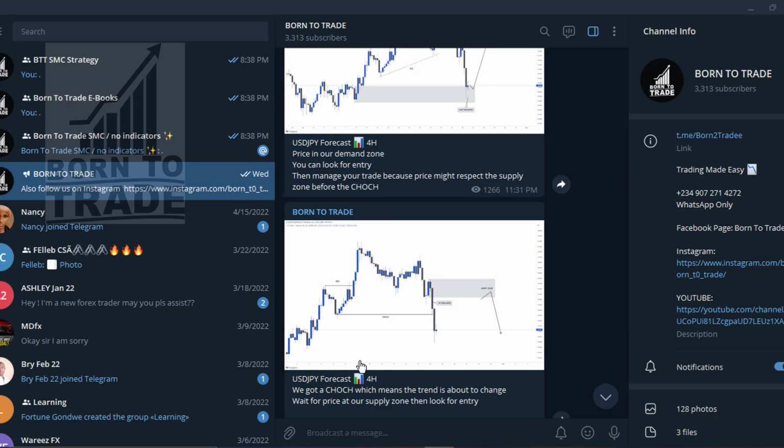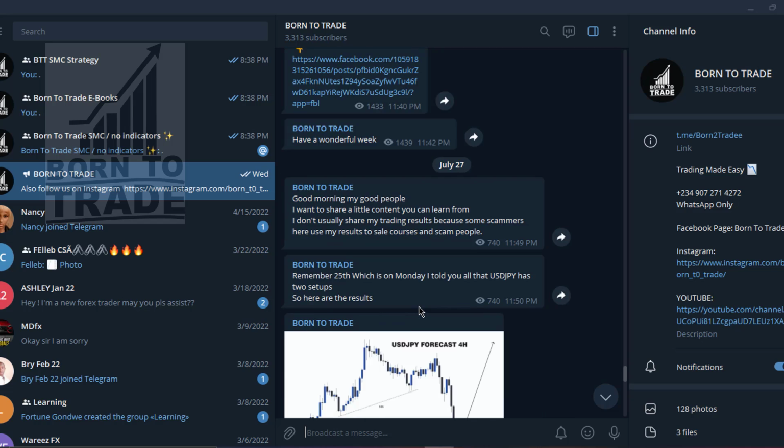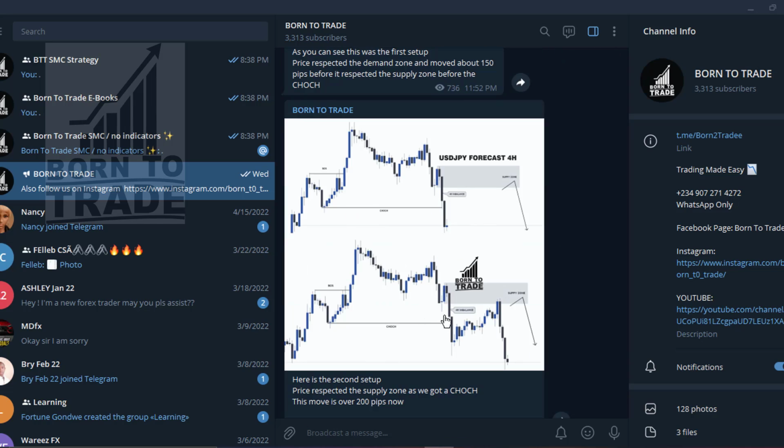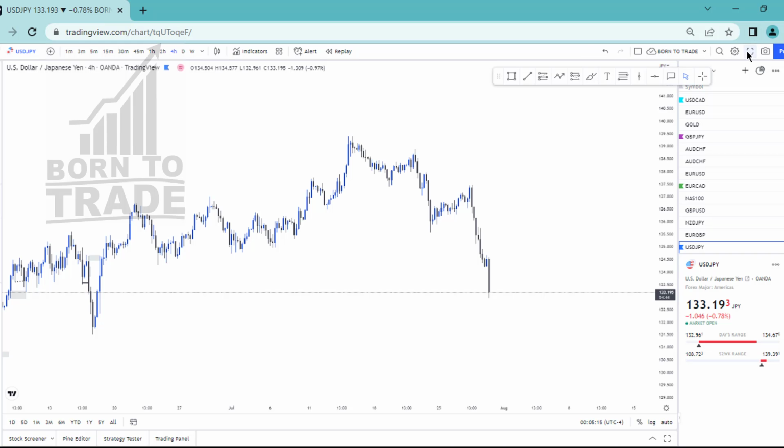And here is the second setup. We got a Choch, which means the trend is about to change. Wait for price at our supply zone, then look for entry. And if you go down here, you can see two of the setups played out, and this is the example I want to use for this video, so you understand how Choch works and how to use it to your own advantage. So let's get back to the charts.